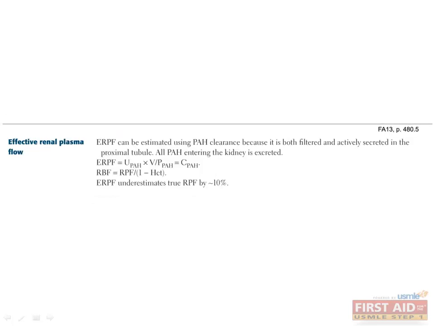Now let's move on to renal plasma flow. Conceptually, this refers to the amount of plasma flowing through the kidneys over time, but it can't be measured directly. Instead, we use effective renal plasma flow to estimate it, even though it's an underestimate by about 10%. Once we have renal plasma flow, we can use that to calculate the full renal blood flow using the formula that adjusts for hematocrit.